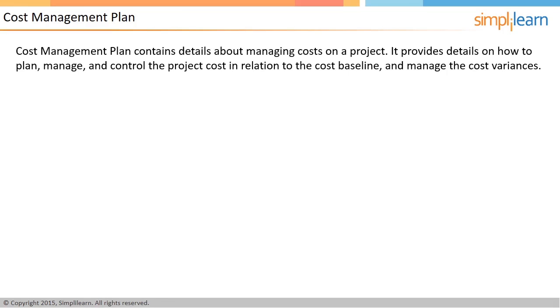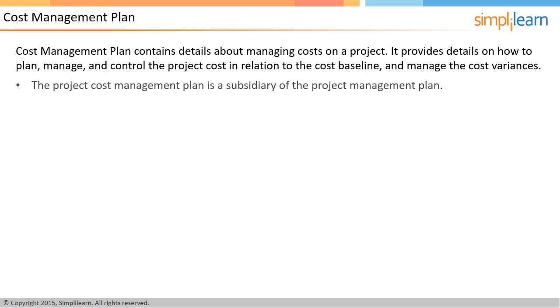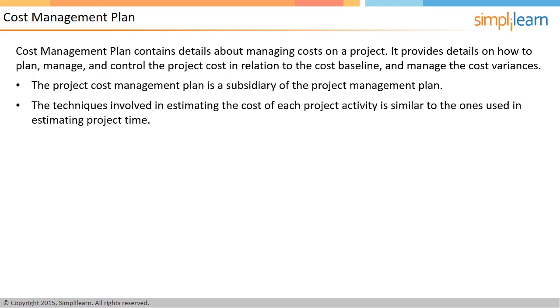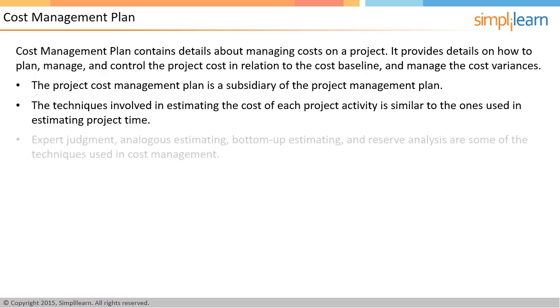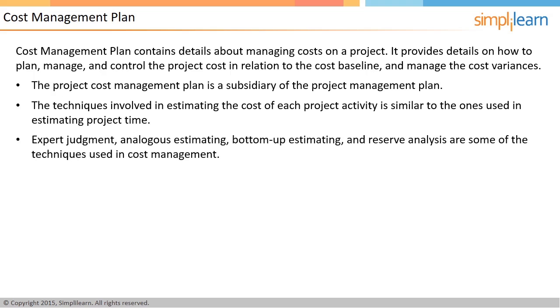The Cost Management Plan is a vital step in project cost management. It contains information like planning the project cost, managing and controlling the project in relation to the cost baseline, and managing cost variances. Project Cost Management Plan is a part of the Project Management Plan. The methods used in estimating the cost of each of the project activities are similar to the ones used in estimating project time. For example, time estimation methods like expert judgment, analogous estimating, bottom-up estimating, and reserve analysis are few of the techniques that are also used in estimating activity cost.